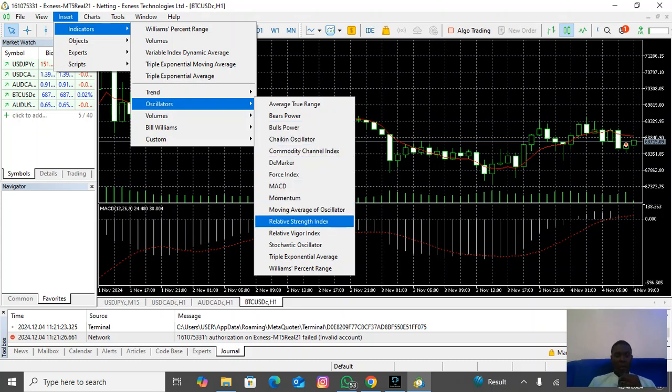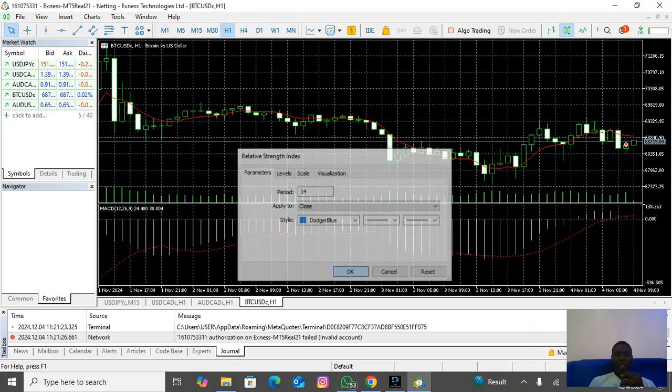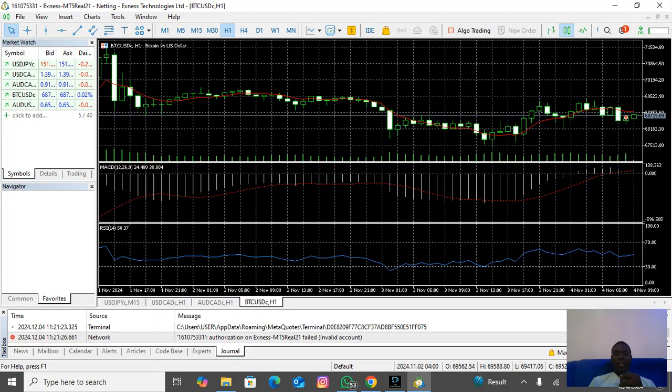RSI stands for Relative Strength Index, as you can see. This blue one right here is the RSI. The moving average is a technical indicator that smooths price data to identify trends. They have the 50-day simple moving average.